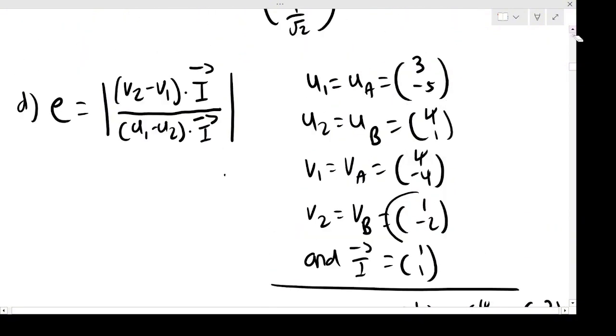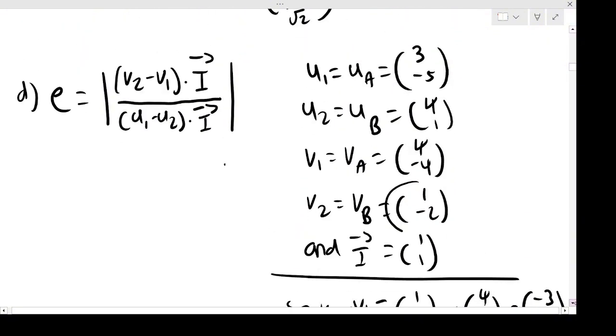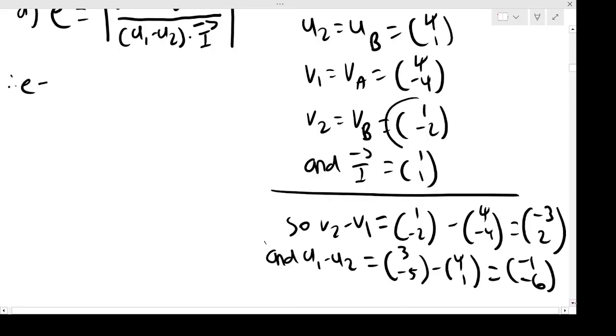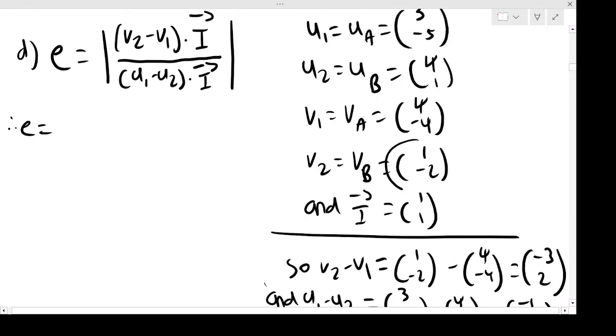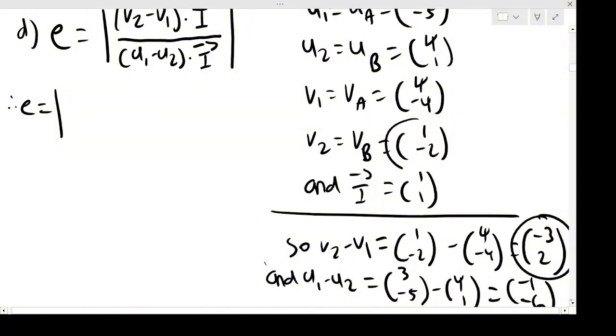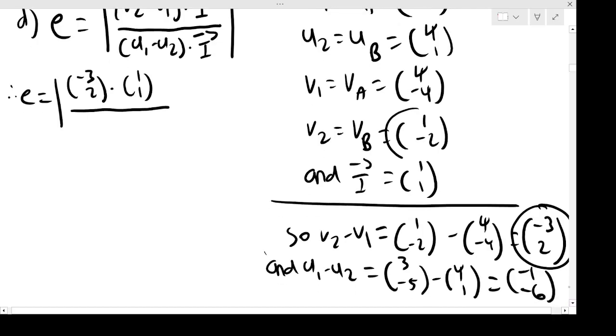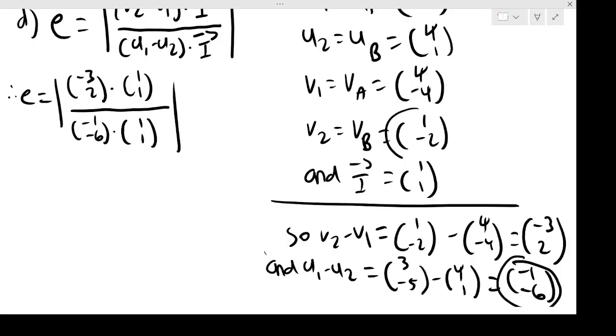So now I'll plug things into my formula for E. E is going to be the magnitude of V2 take away V1, which is this vector here, minus 3, 2, dotted with my direction vector for I, so 1, 1, all over U1 take away U2. U1 take away U2 we worked out to be minus 1, minus 6, dotted again with the I, so 1, 1. And so we just need to calculate these dot products.